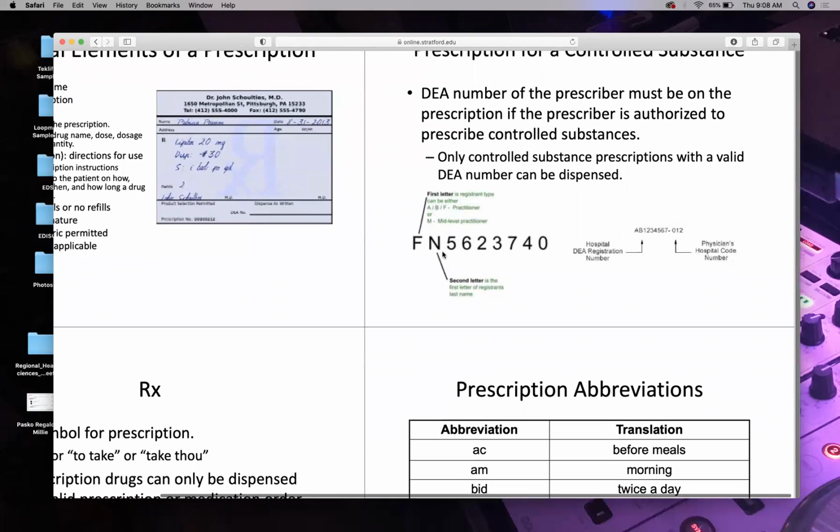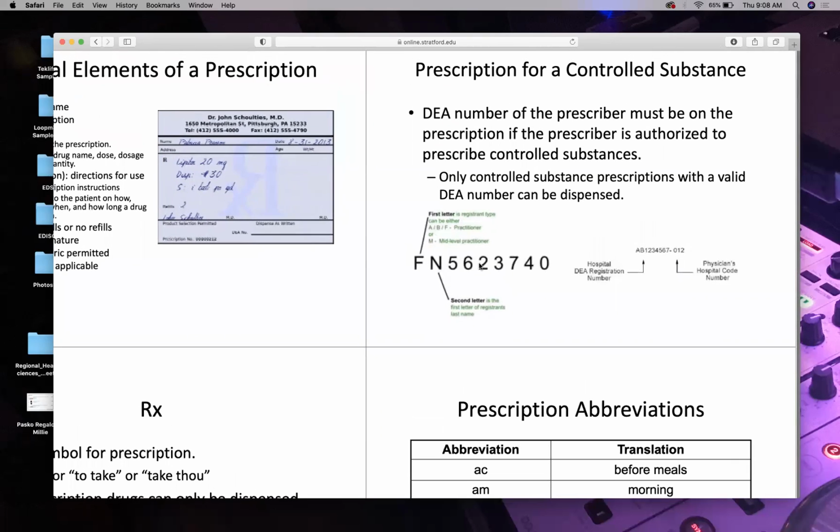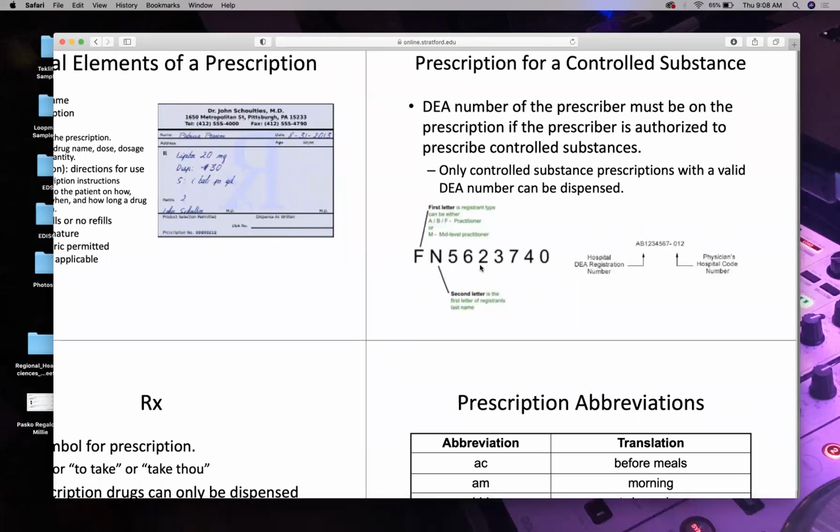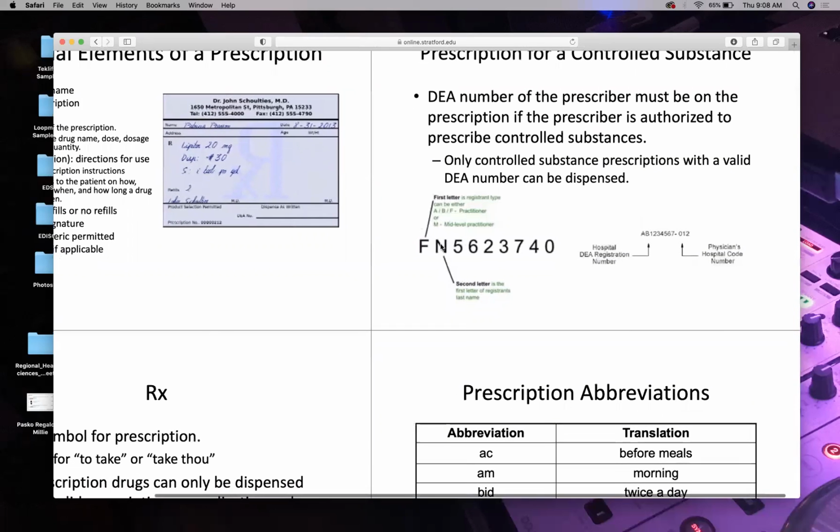And 2 is really, really addictive. 1 is like heroin. We don't prescribe that, right? Or crack cocaine. And then 3 is not as bad as 2. 4 is not as bad as 3. But you have the DEA number here, okay? That number is as delicate and as dangerous as your social security number.